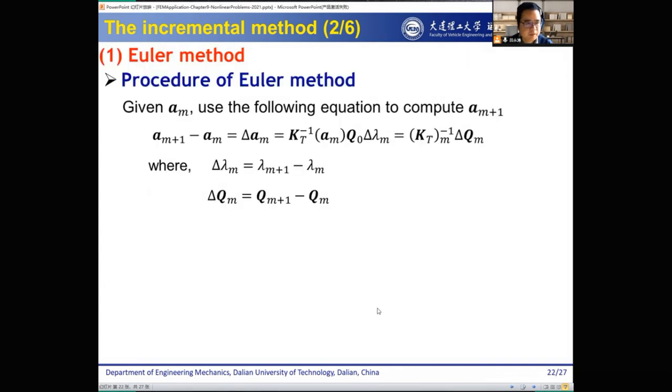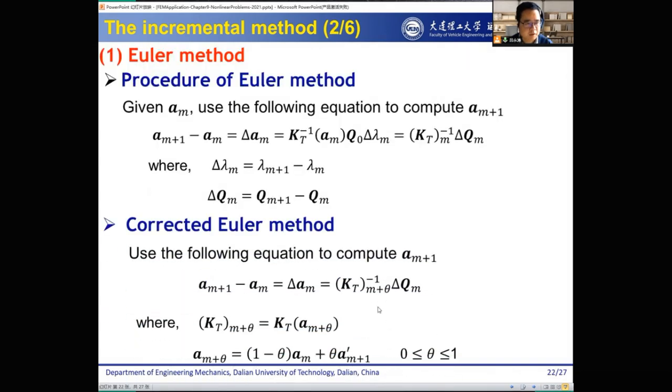So the first is the Euler method to solve the differential equation. This is the procedure of the Euler method. We give the initial value, then we use the following equation to compute the next value. If we give this one, then we can compute those ones by using this equation.